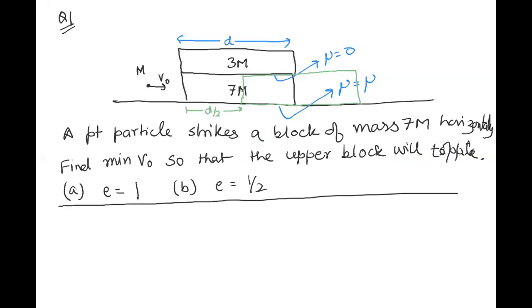Now remember, the 3m block is not going to move horizontally. There is no way that the 3m block can move horizontally because there is no external force on it along the x-axis. There is no friction; mg acts downward and the normal force acts upward, so it will not accelerate horizontally. The lower block will accelerate because the friction between them is zero. When the lower block accelerates, it will simply shift by a distance of d by 2. That is the condition. So let's find out.